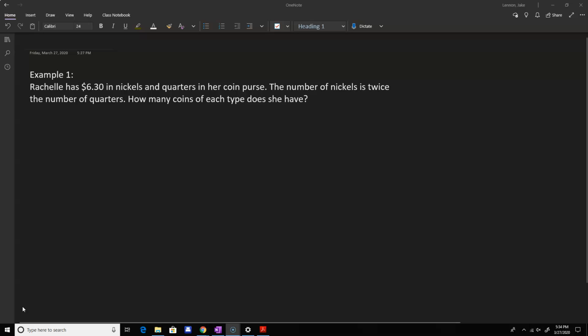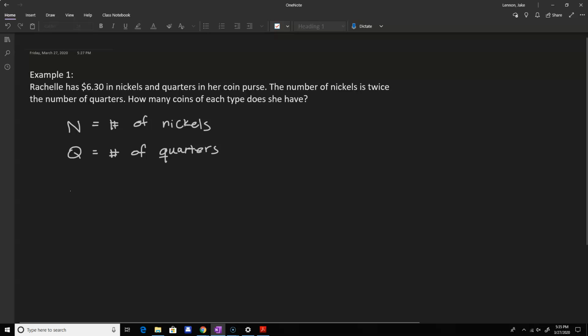So again, we're going to let n equal the number of nickels. That's just the number of the actual coins, not their value. And we'll let q equal the number of quarters. Again, the number of quarters, not the value of those quarters. So we have two equations. We kind of have one for the number of coins and then one for their value.